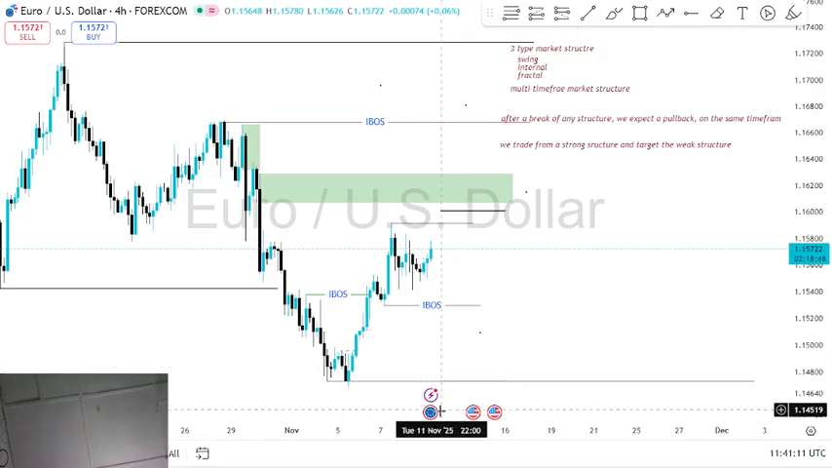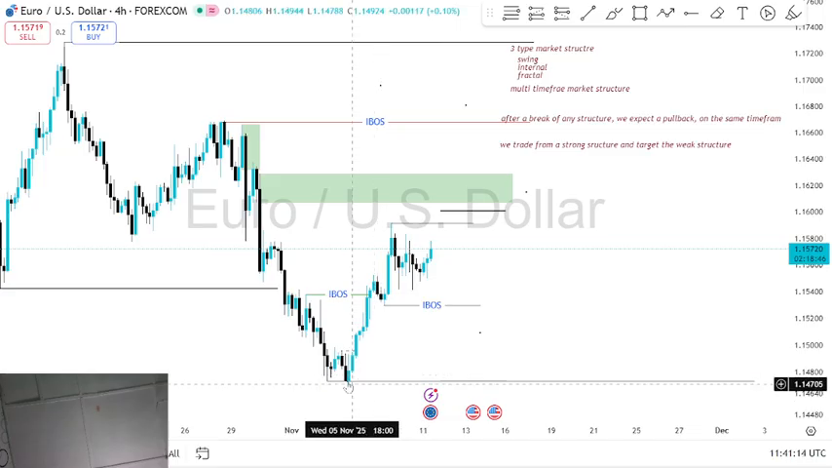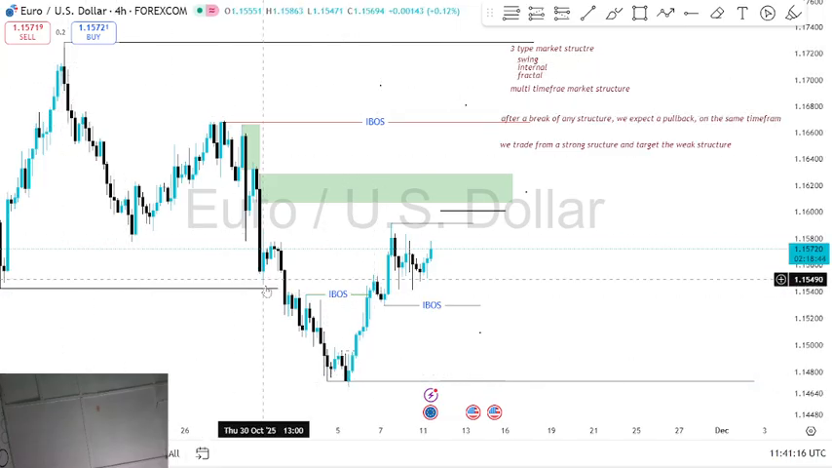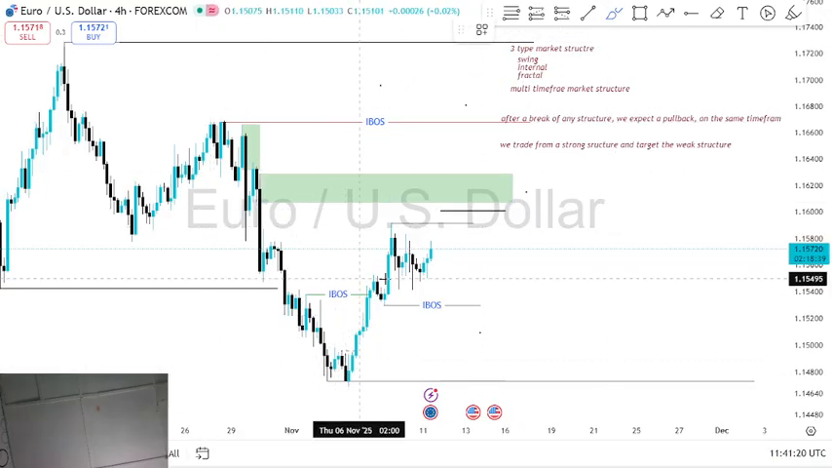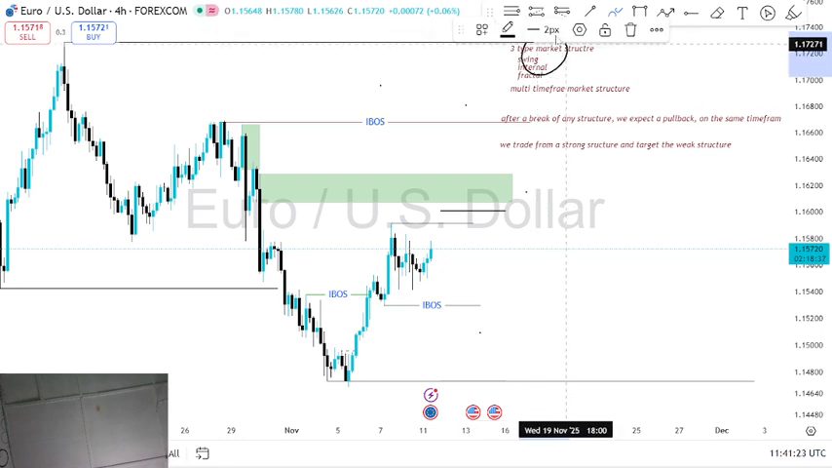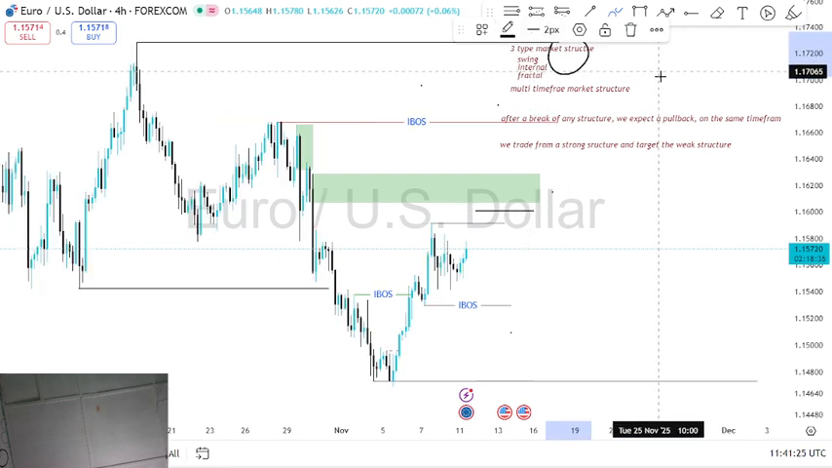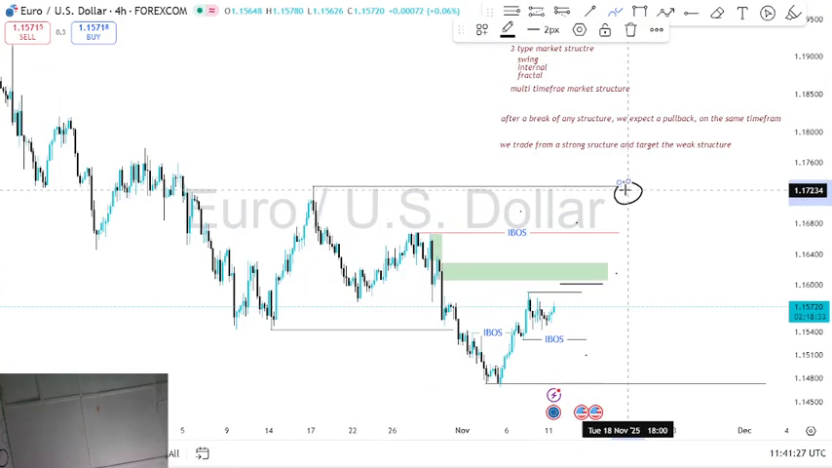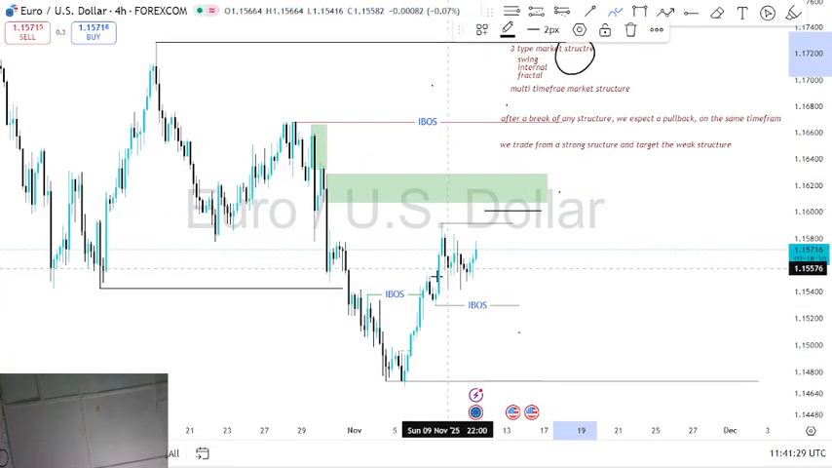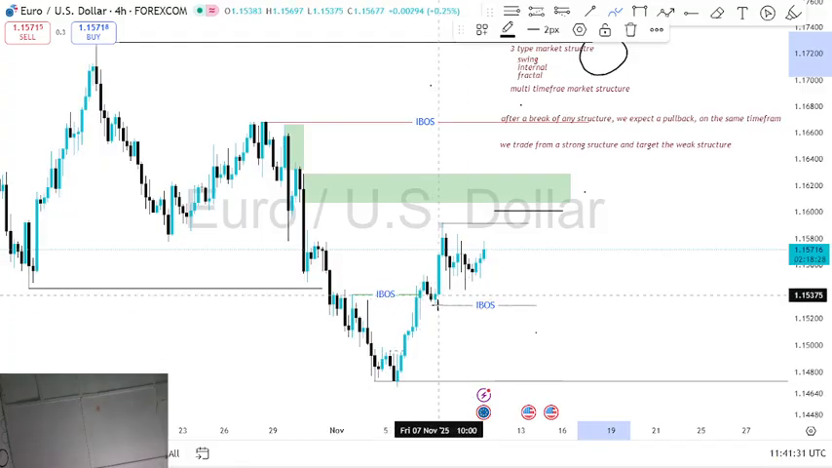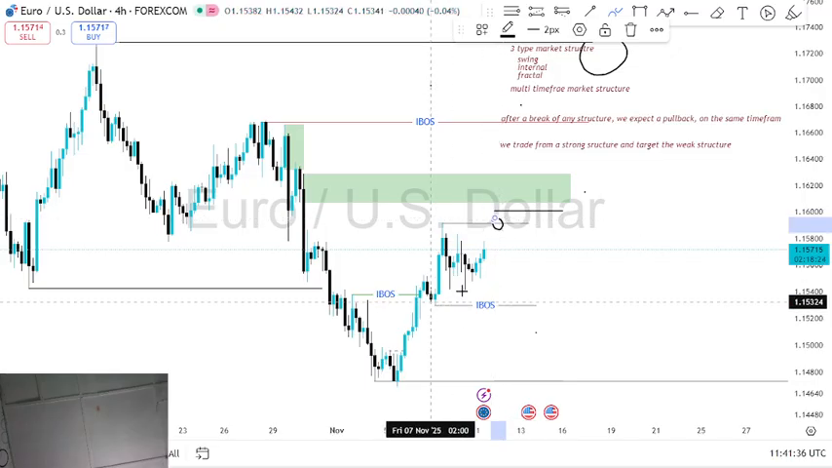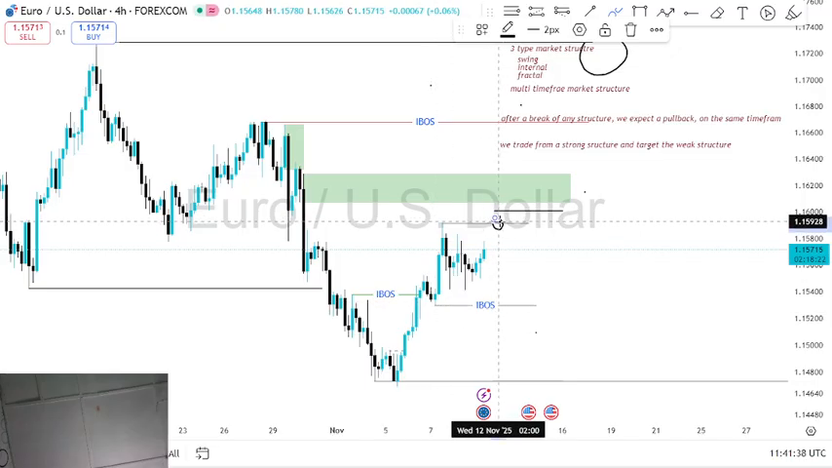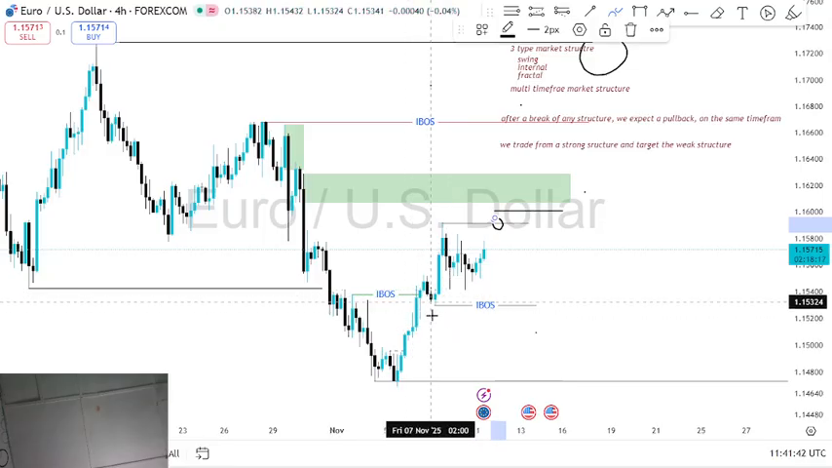Looking at the overall swing structure, we expect that if it breaks a swing structure, then we can classify it as a strong structure. If this fractal structure breaks a fractal structure, we can classify it as a strong structure. But if this fractal structure breaks this fractal high, we don't classify it as the strong swing structure.